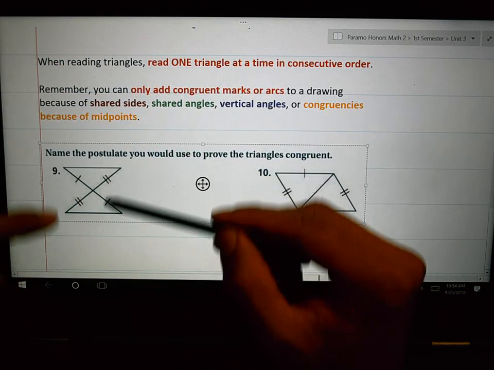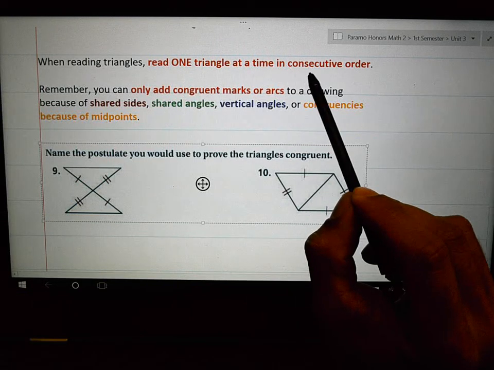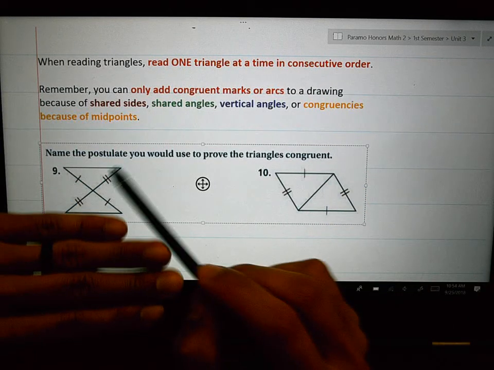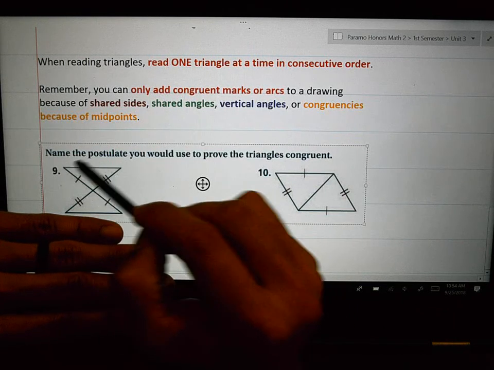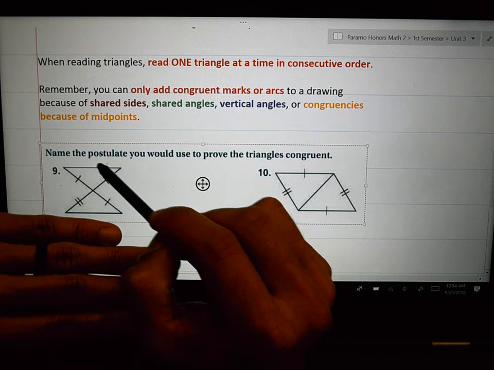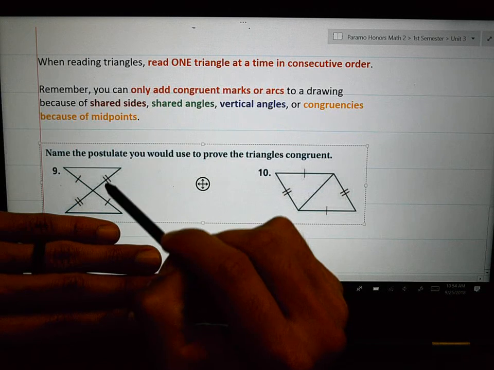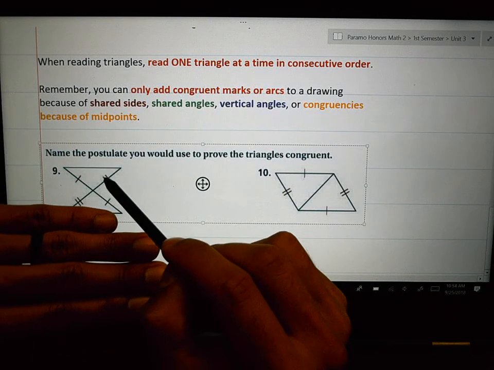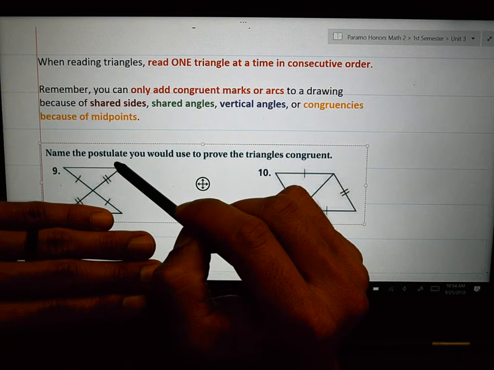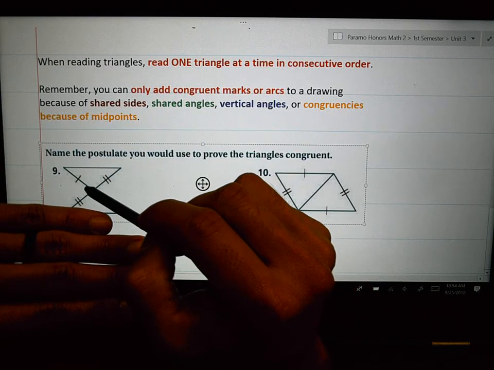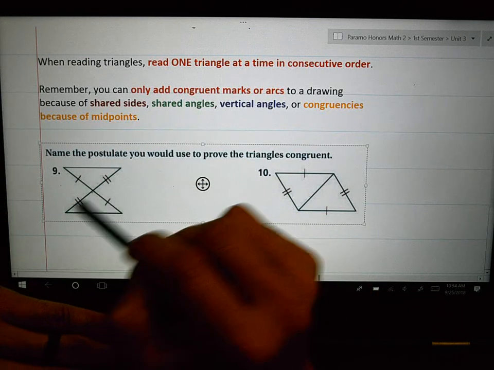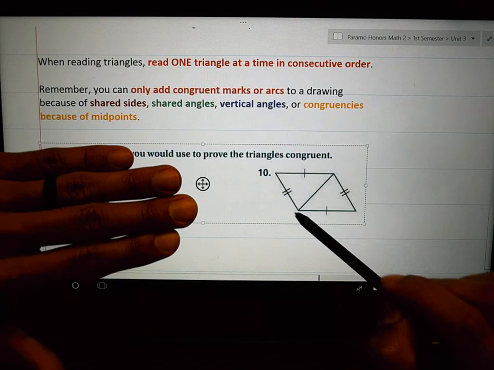Only pick one at a time. And it says in consecutive order, meaning I have a side touching a side. Don't go around the other way when there is not an angle or a side that are touching each other. You've got to make sure that you are doing things in consecutive order, otherwise known as I have this side touching this side. I have this side touching this side. I have this side touching that side and side.